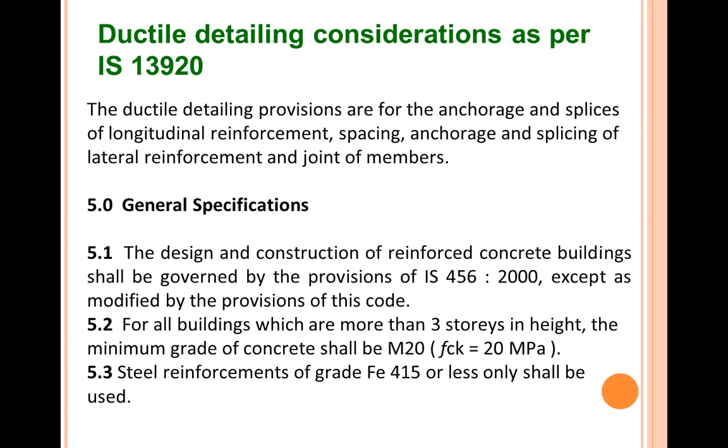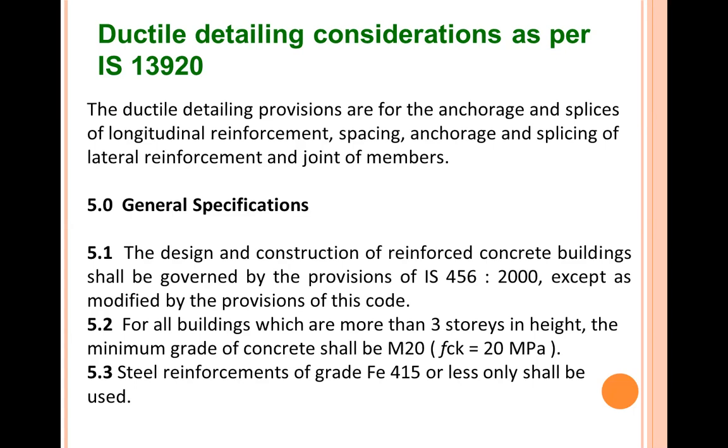First one is the general specifications. So this 5.0 is nothing but the clause number. This clause is given in the IS code. I have written the same clause number so that you can refer to the IS code also to understand the clauses. So first let us understand the general specifications. The first clause says that the design and construction of reinforced concrete buildings shall be governed by the provisions of IS 456-2000 except as modified by the provisions of this code.